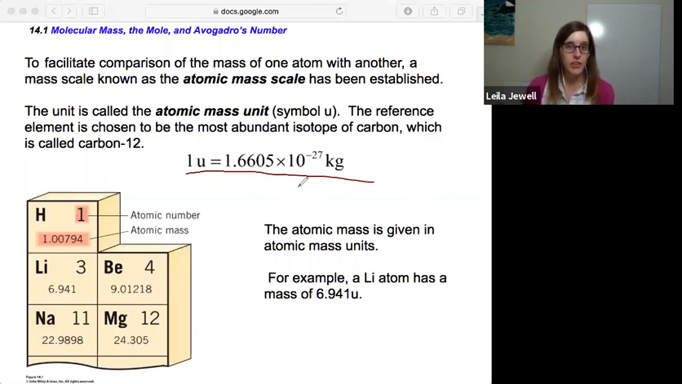So this sort of information is packed into a periodic table, where we have the elements, right, H for hydrogen, Li for lithium, so on and so forth. And there's the atomic number that tells you about the atoms, and then there's the atomic mass. And the atomic mass is given in atomic mass units. So a lithium atom, Li, has a mass of 6.941 U. The periodic table just usually leaves those units off. But what it's actually telling you is the mass. And now you know, if you didn't already.